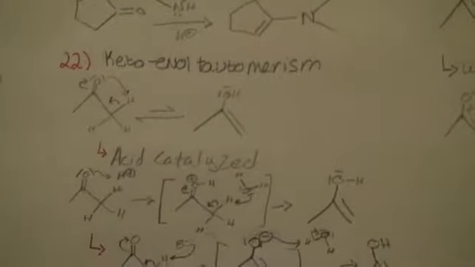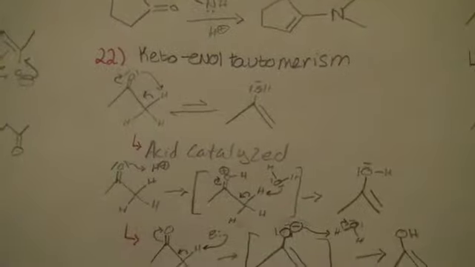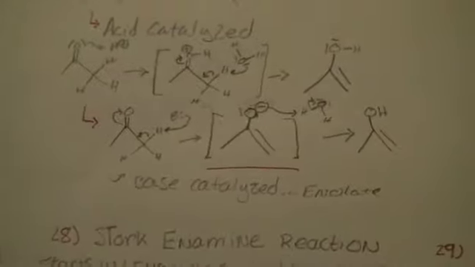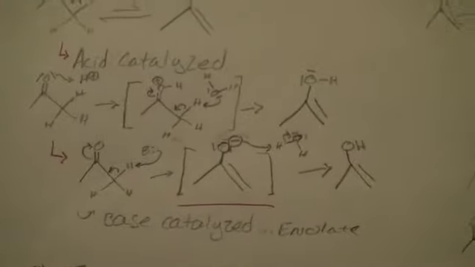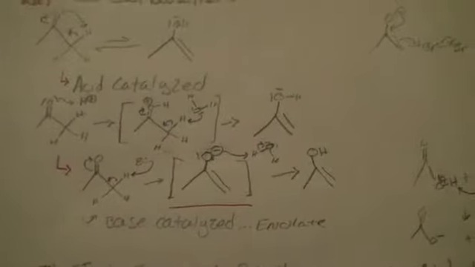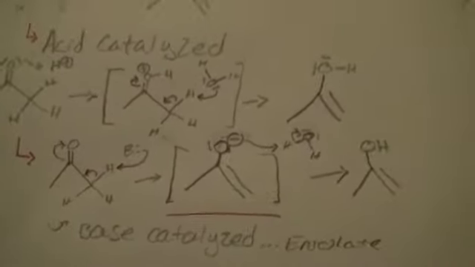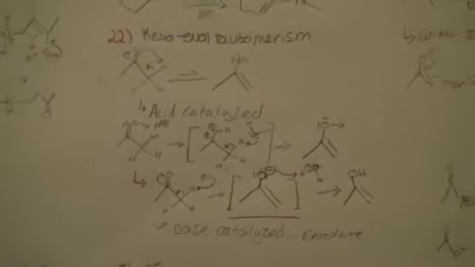You can acid catalyze it. So you protonate the oxygen and then water can rip off the hydrogen and act as a base. Or you can base catalyze it, where you rip off the hydrogen and the negative charge pops up to the oxygen that can be protonated by water. The really important thing about this is that enolate in the base catalyzed mechanism. We're going to use that for a lot of stuff.